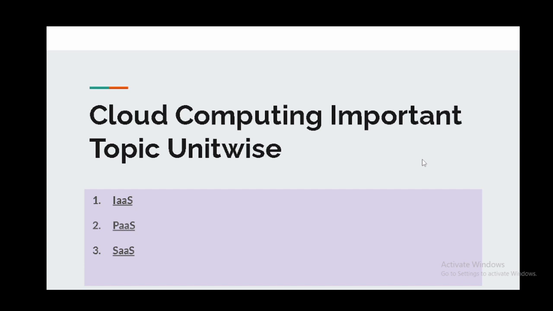Now software as a service, SaaS, that means if an organization wants ready-made software, then they can use that software directly by signing up onto it, and the software is ready for that particular organization.